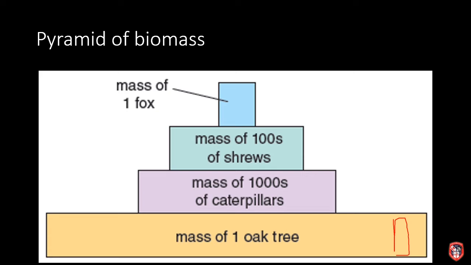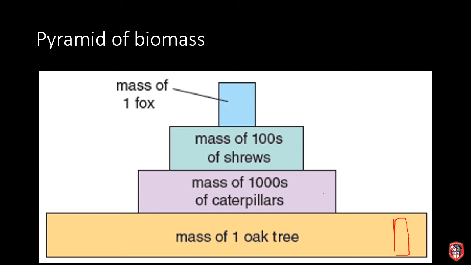Then you've got the caterpillars. Again, in theory you need to count all the caterpillars and also find the mass of one individual caterpillar. Then we've got the birds here. And also, of course, you've got the fox in this case at the top. Now, a pyramid of biomass is 99.99% of the time this pyramid shape. So again, it does give a better idea as to where this energy is coming from if we use a pyramid of biomass.